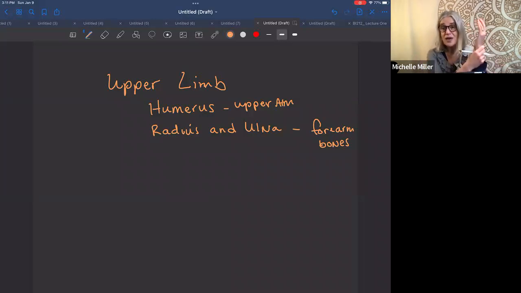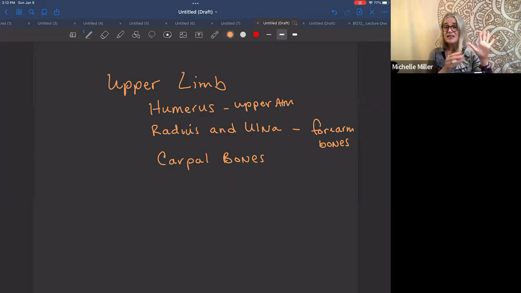Next, we have the wrists. It's interesting, those knobs on the sides of your wrist are actually the ends of the radius and the ulna. They're not actually your wrist bones. The wrist bones are called the carpal bones, and we are not going to talk about the individual carpal bones.